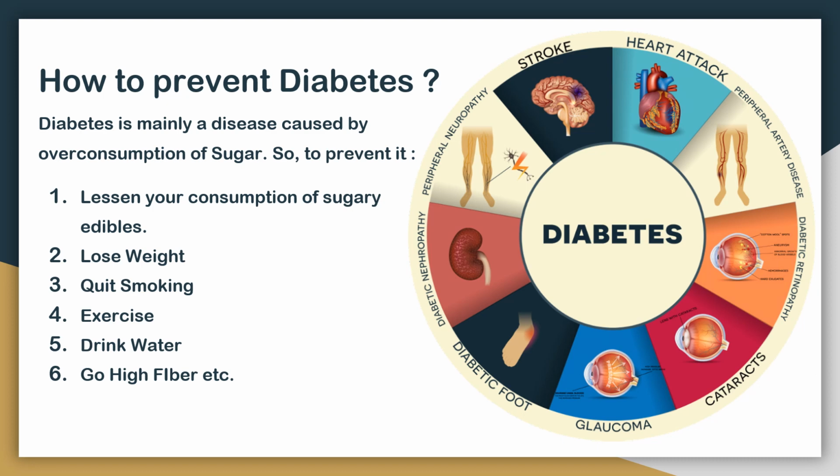Drink water. If you're drinking 3 liters of water per day, then lessen it to 2 liters. This way you will not feel that thirsty. Your body will adapt to that condition of drinking 2 liters of water. Then go high fiber. Eat a lot of roughage. Roughage will help your immunity to fight diabetes.